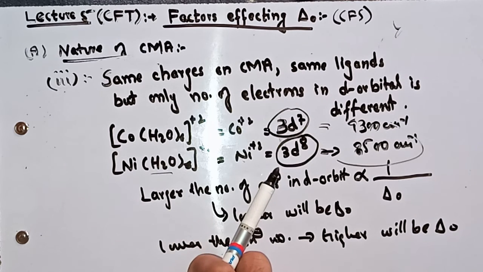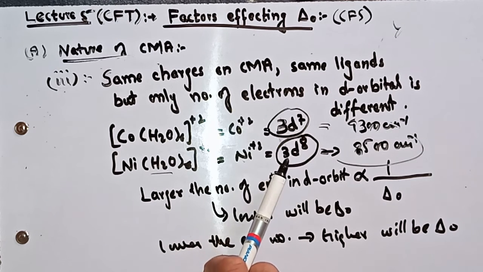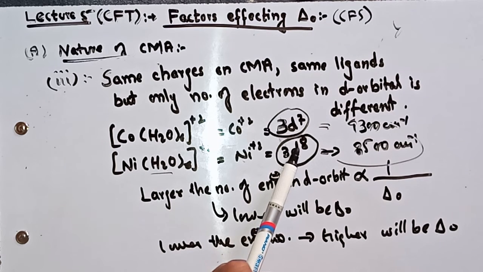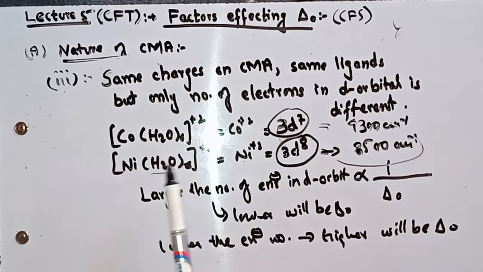What is the reason? The higher the number of electrons in the d system, the higher the resistance to the ligand that is approaching the central metal atom. That is why the ligand cannot effectively interact with the central metal atom, or cannot effectively approach it.